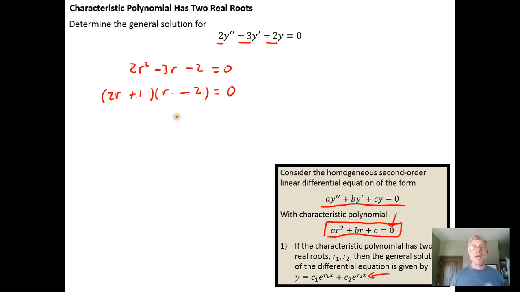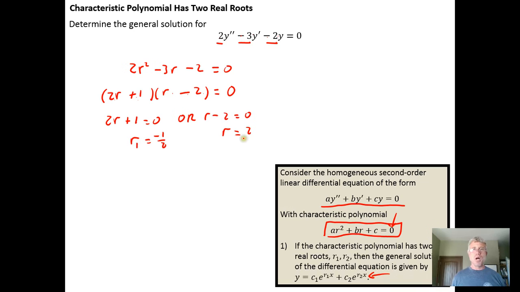So 2r times minus 2 is minus 4r, plus 1r is minus 3r, and 1 times minus 2 is just the negative 2. So I have it factored, and now I can go 2r plus 1 equals 0, or r minus 2 has to equal 0. So we get solutions r equals 2 and r equals negative 1/2.